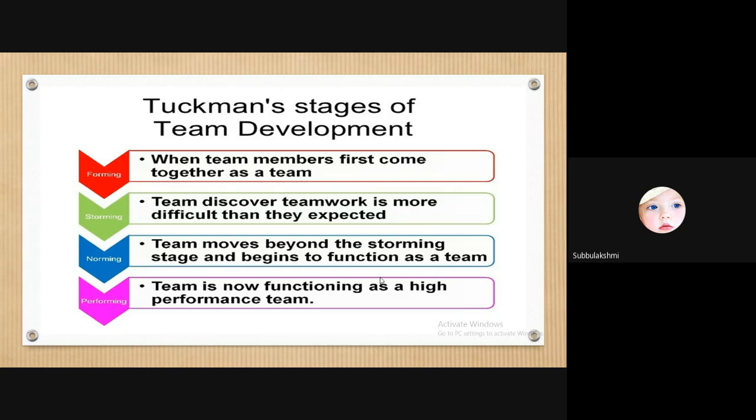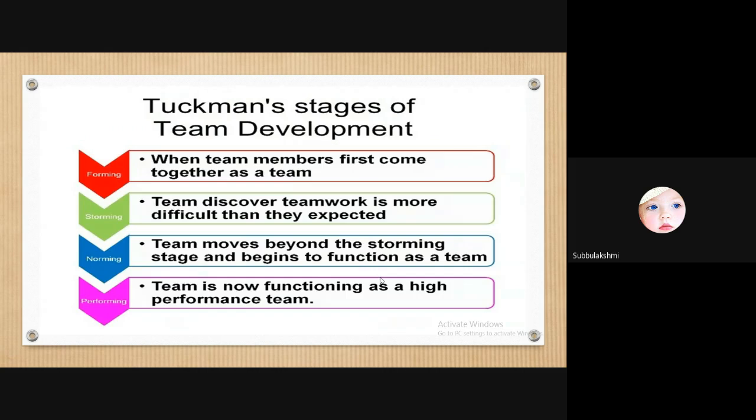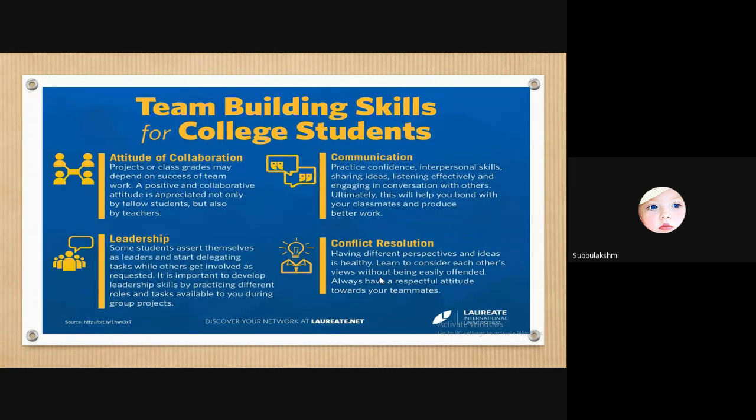Norming is how to go beyond the storming stage and function as a team. That is very, very important. Functioning as a team is more important than forming a team. Next is performing, when the team is now functioning at a high performance level. Yes, this is very important.